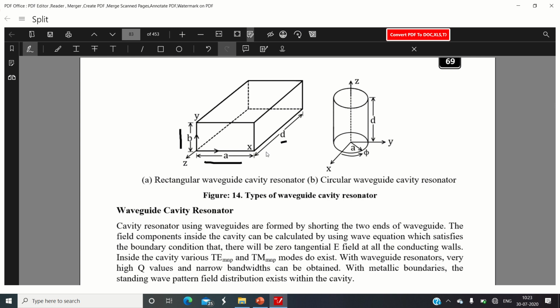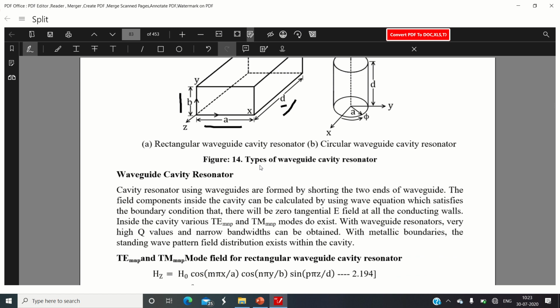Those are already fixed for the rectangular waveguide. When we terminate the rectangular waveguide along the propagation direction with a certain dimension, that is d, the waveguide gets converted into a resonator circuit. Please remember that a resonator circuit is closed in all directions, while the waveguide is closed only in two directions. The same is applicable to a circular waveguide, which can be terminated and limited at the propagation direction by placing walls. Waveguide cavity resonators are very important.